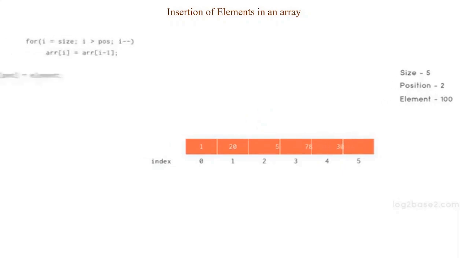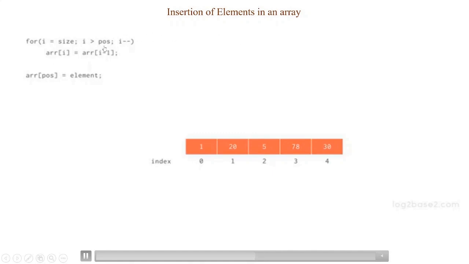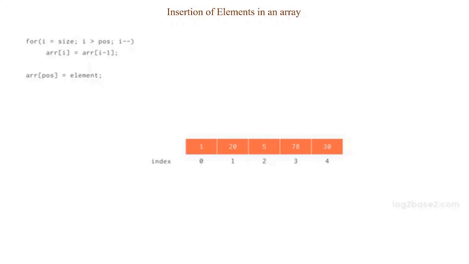Now see the code for inserting an element at a particular position in an array. Let pos be the position where we want to insert our element. The for loop will shift the elements from that position one position to the right, making the location for the new element free. Take an example. Here is an array of size 5. We want to insert an element at index 2. So pos is equal to 2.